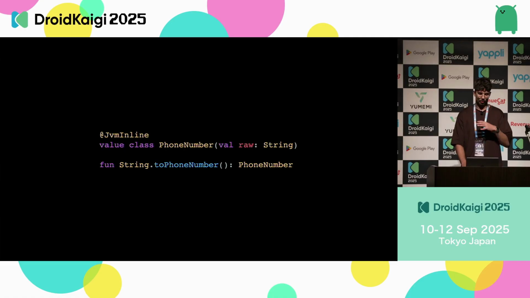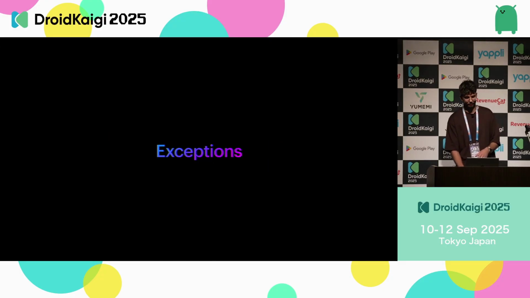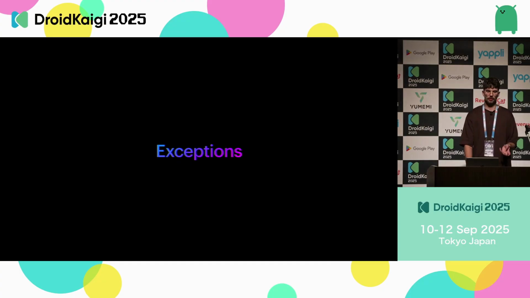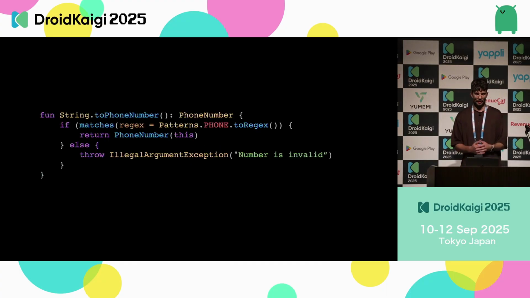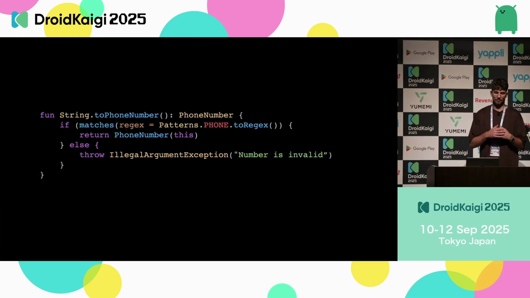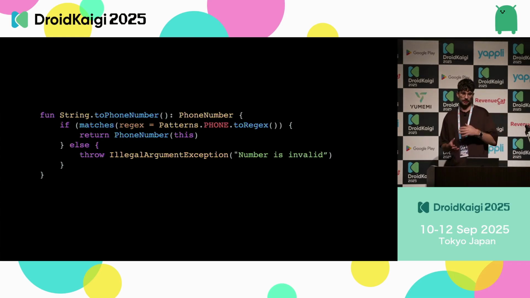First of all, we will break all the rules that we know from Kotlin, and we'll try to use exceptions for that. So the implementation of this function could look a little bit like that. We have just a regular function that checks if the provided string matches some kind of pattern that is representing a phone number. If it does, we just return a phone number. And if it doesn't, we actually throw an illegal argument exception.